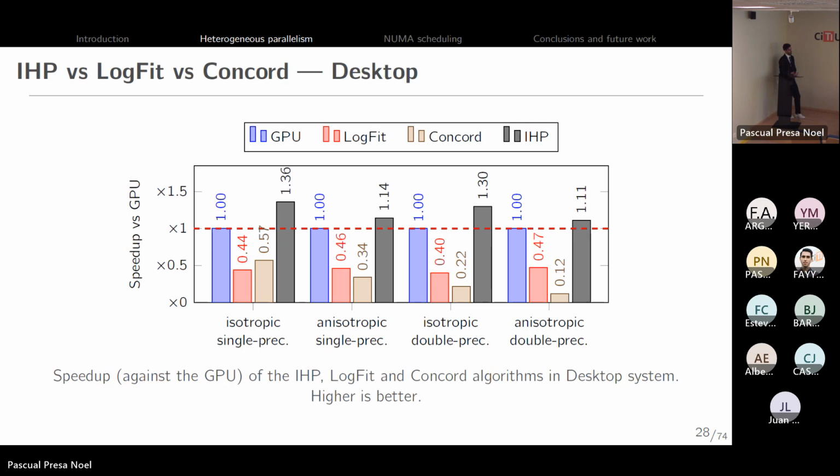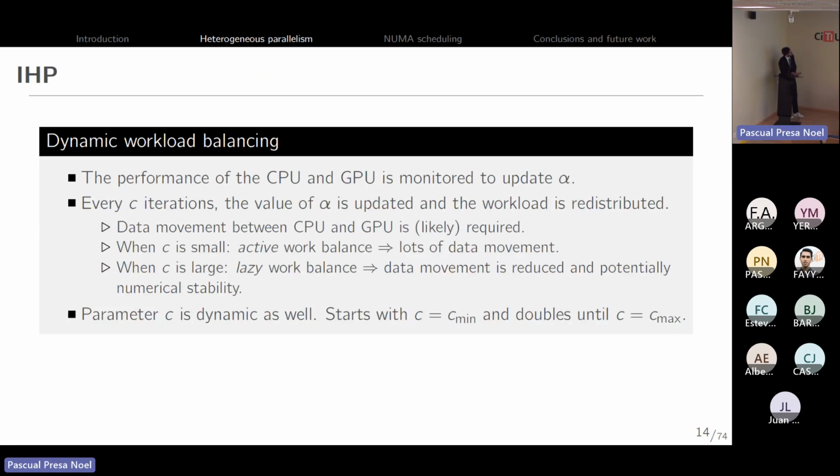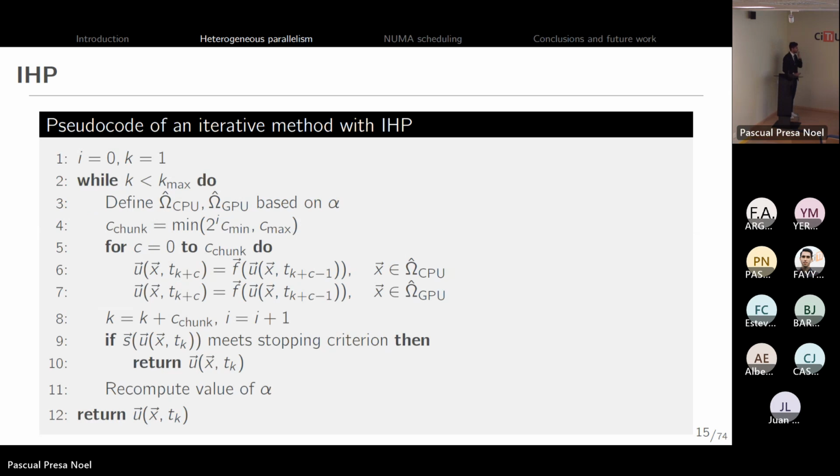La sensibilidad del mecanismo de avance es importante. Vamos a ver si encuentro... Aquí está. Vale, nosotros lo que hacemos es tener un valor de C dinámico, C-chunk.